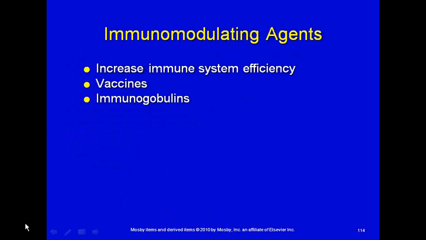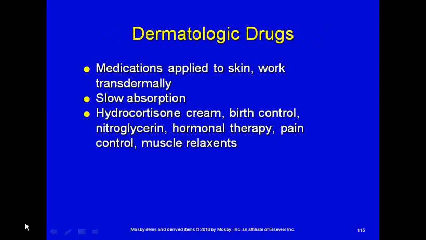Immunomodulating agents increase the immune system's efficiency, and they include vaccines that we take to develop new antibodies and memory cells, so that should we be exposed to a particular virus or illness, we have the antibodies to help fight it. Immunoglobulins can be given as well to increase immune system efficiency.